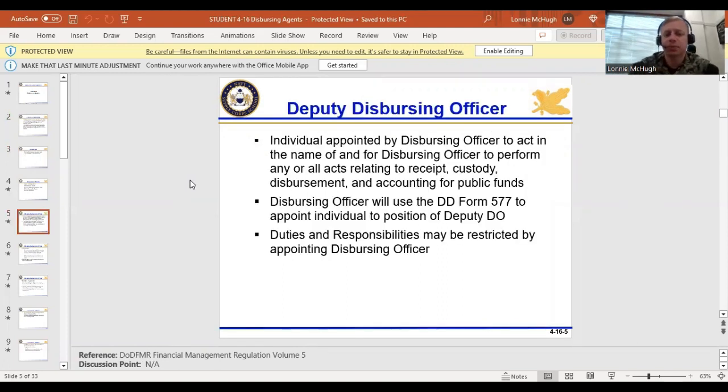All right, and then this last bullet on here, duties and responsibilities may be restricted by the appointing disbursing officer. And that means you, as a disbursing officer, can restrict what the deputy is able to do. And so the double-edged sword with that: the fewer capabilities you give them, the more that falls on you, the fewer chances you have to take leave or jump on other opportunities such as maybe going TAD, going to a school, etc. But then also the less you have to worry about.